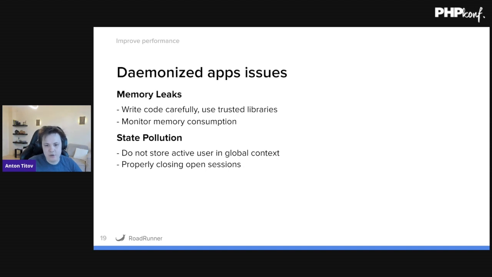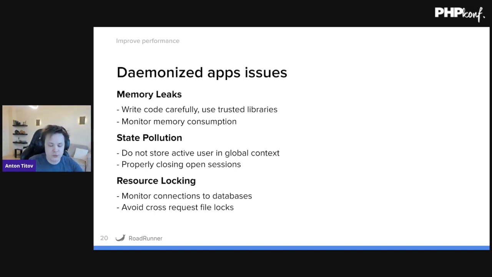A more complicated error and more complicated problem is related to state pollution. When some of the user data actually stays in the memory between requests, that's a very, very critical error, and it may lead to private data leaks. It may lead to security breaches, etc. So make sure that you always close the user session. Make sure that you do not forget to clean up the user objects somewhere in global variables if you use them. It's a very important thing to take care of.